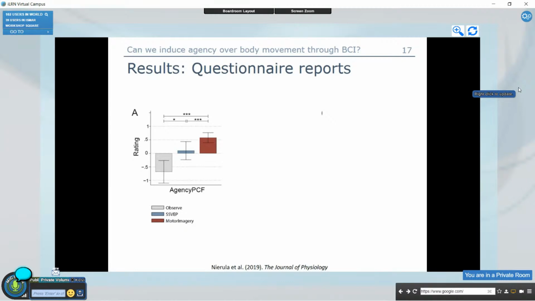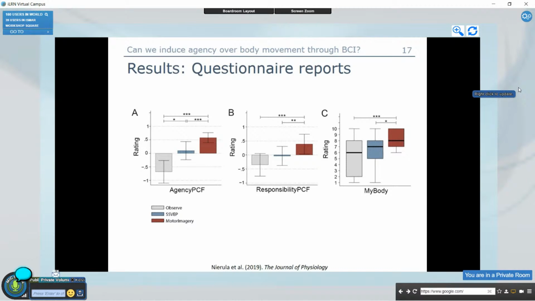Our results showed that participants perceived highest levels of agency during the motor imagery condition. SSVEP, so the visual condition, came second and observed third. Interestingly, participants perceived only high levels of responsibility during the motor imagery condition. SSVEP did statistically not differ from the observed condition. And the same pattern was visible for body ownership. So only for the motor imagery condition, participants reported a statistically higher level than in the other two conditions.